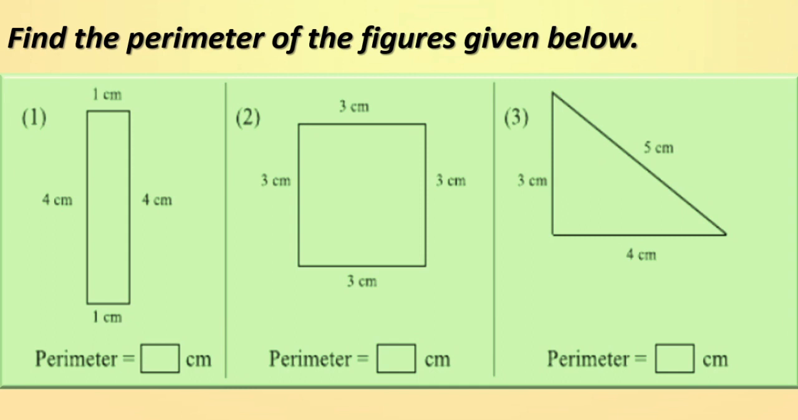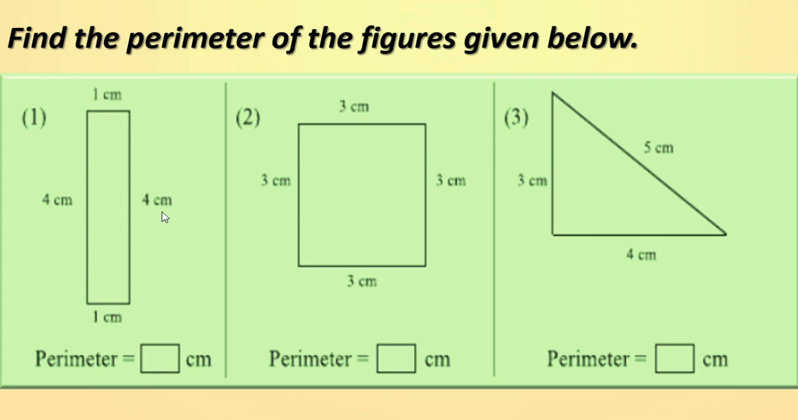This is from your textbook. Okay? Find the perimeter of the figures given below. See this, three figures we can see here. Come on, tell me the perimeter of all the three figures. You know how to find out the perimeter of the given figure, isn't it? We have to add up the lengths of all the sides. Come on, we will go for the first one. This is 4 centimeter, this is 1 centimeter, this is 4 centimeter, this is 1 centimeter. This is a rectangle, isn't it?